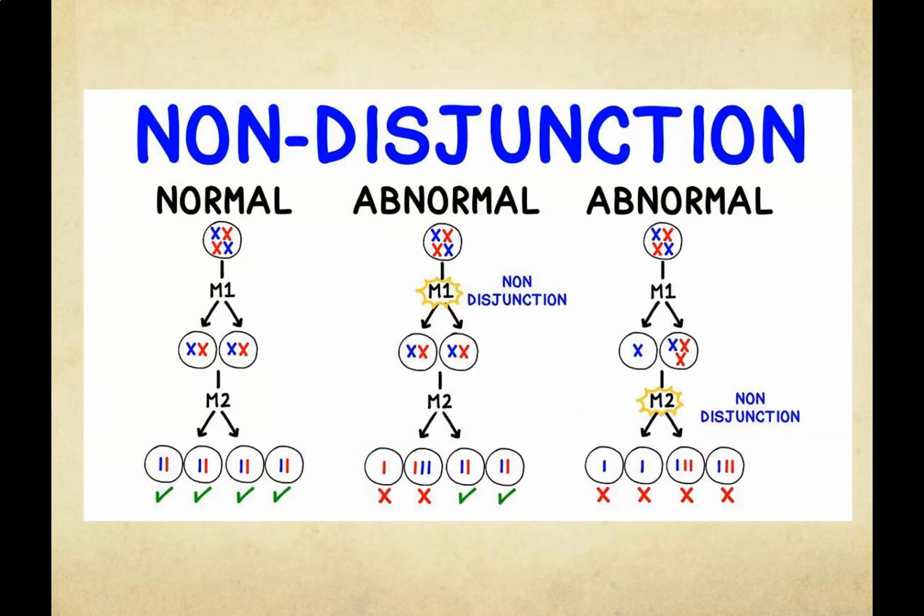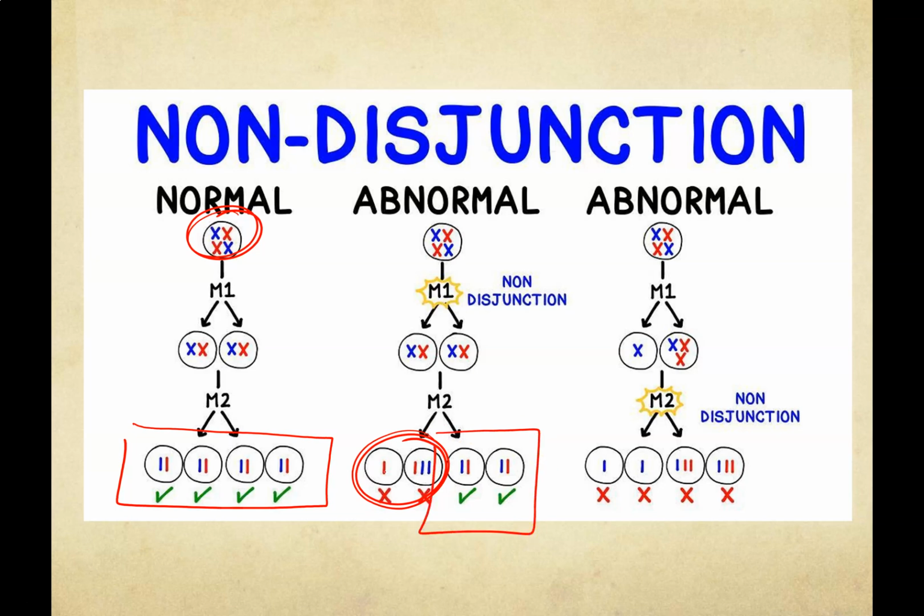Oh, this is a review again. So if all is good, you started off, and you're supposed to have nice 4 cells, even. Again, here you got 2 mistakes, 2 good. And here you got all bad. So if you notice, depending on where the non-disjunction takes place will determine how many cells are affected.